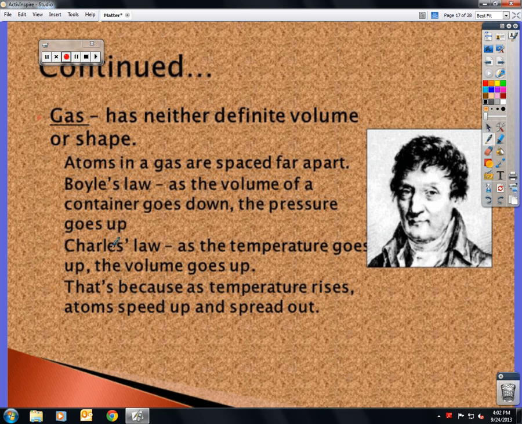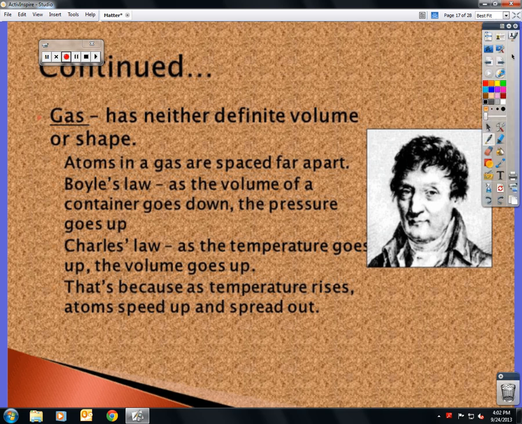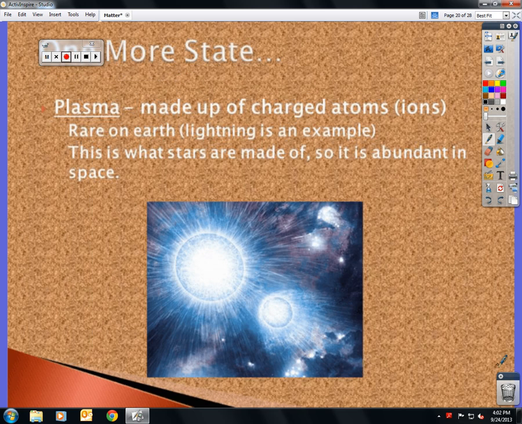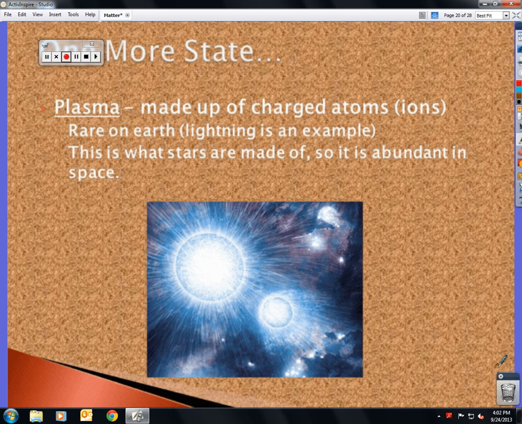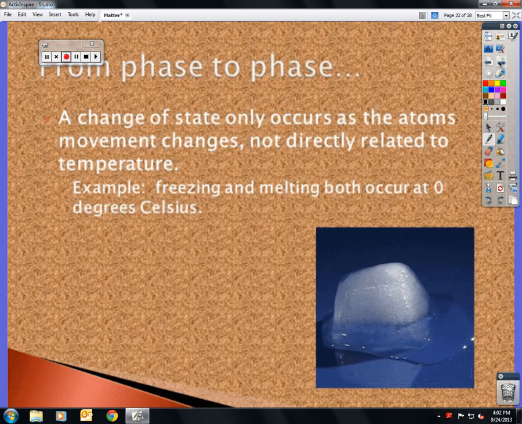Don't worry about Boyle's or Charles' law. We're not going to include those. But do know that as temperature rises, the atoms speed up and spread out. Plasma is made up of charged atoms, also called ions. It's rare on Earth. Lightning would be our only example, and this is what stars are made of. So out in the universe and space is very abundant, meaning there's lots of it.